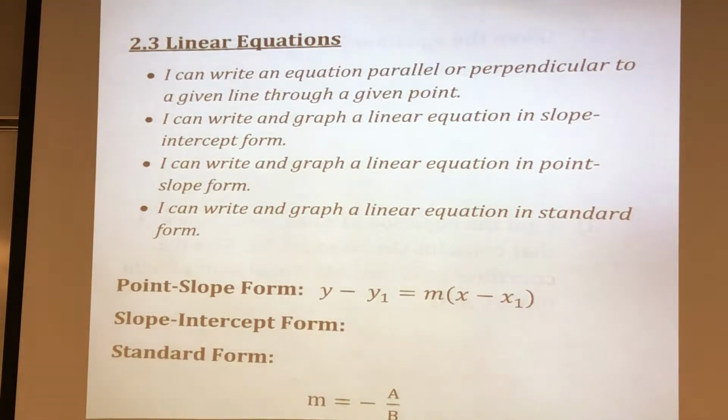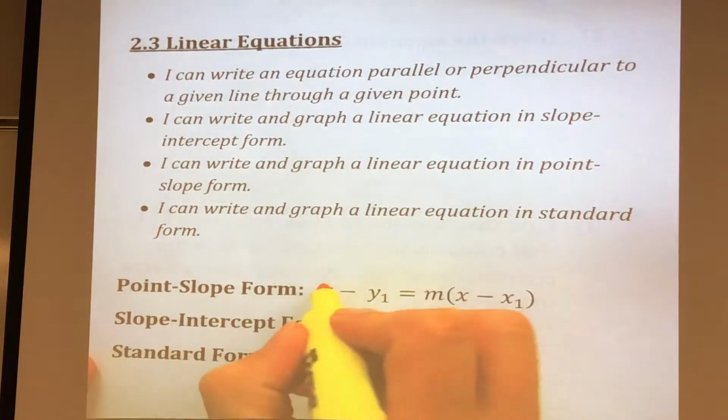2.3 linear equations. This is a continuation from 2.2 linear equations. So we're going to continue graphing, looking at lines, how to write an equation, parallel and perpendicular lines, and knowing the three forms: slope-intercept, point-slope, and standard. It might have been a while since you have used point-slope.